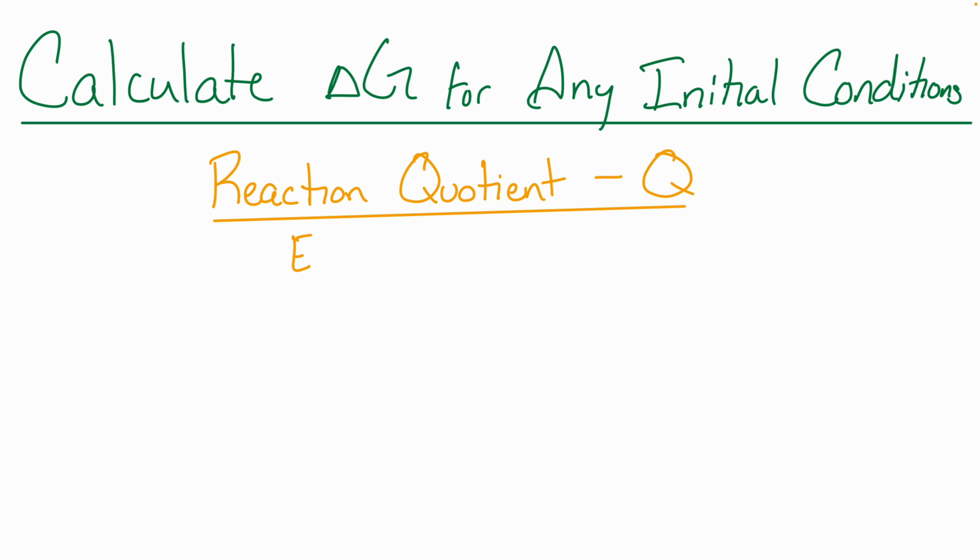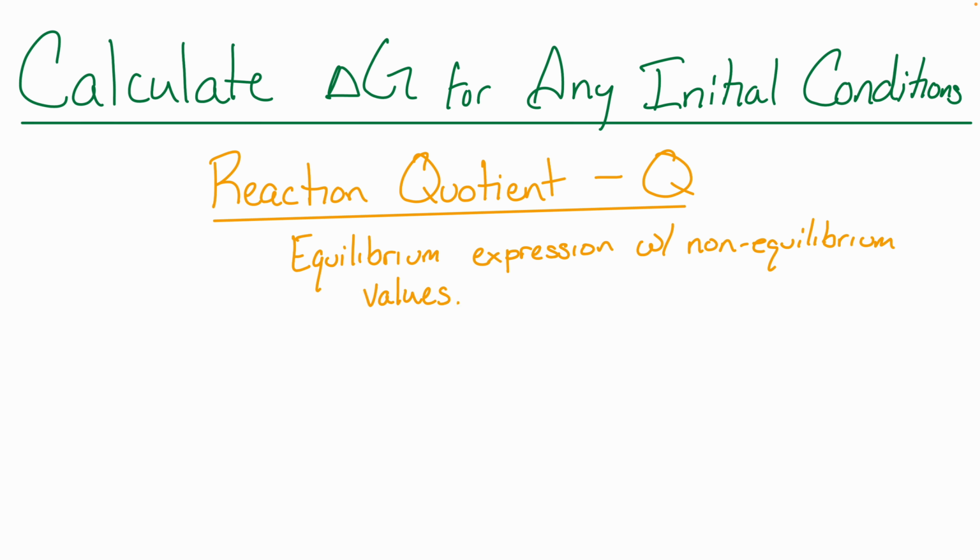All right, remember that this is just your equilibrium expression, but with non-equilibrium values. This is when you can plug in anything you want. All right, but when you're building that Q, you're still going to remember to yourself, just like with equilibrium expressions, products over reactants. Right? Q's that same thing.